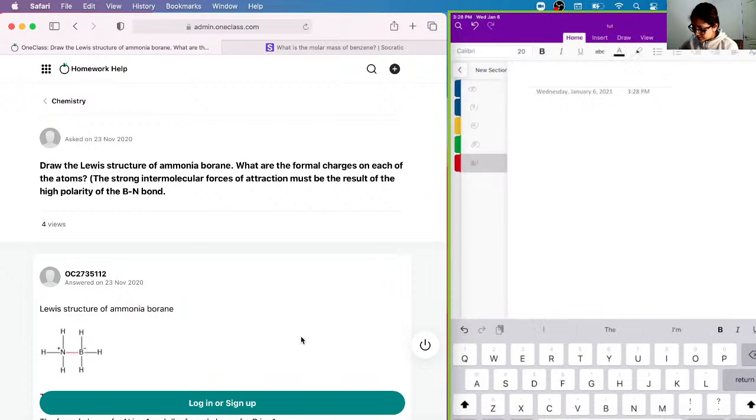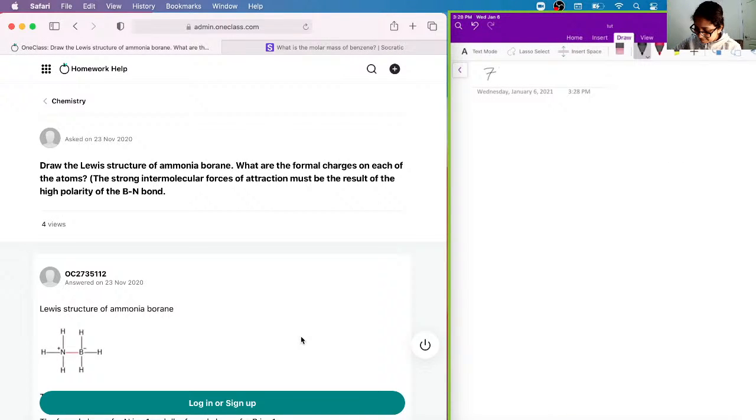Okay. So the next question here says, draw the Lewis structure of ammonia borane. What are the formal charges on each of the atoms? The strong intermolecular forces of attraction must be the result of the high polarity of the boron and nitrogen bond. Okay, so basically the Lewis structure of ammonia borane is given, as you can see on this page.